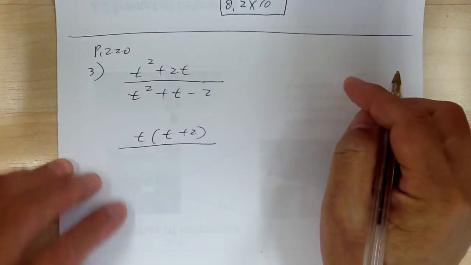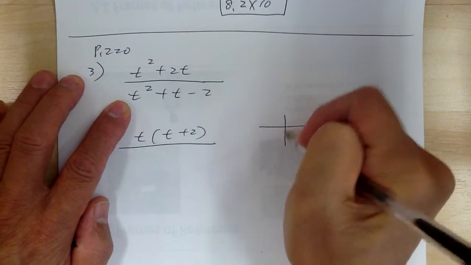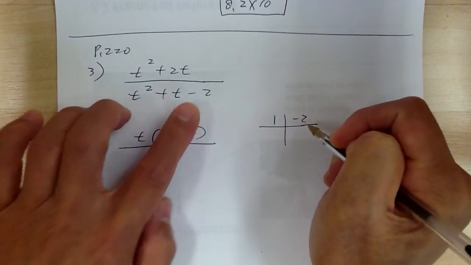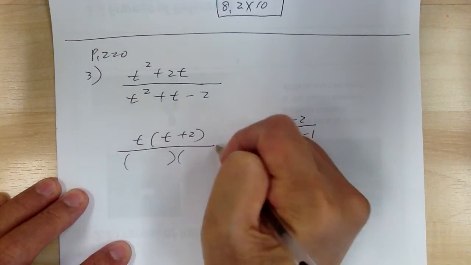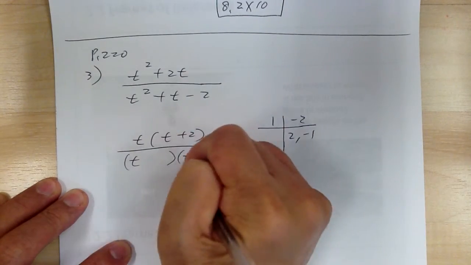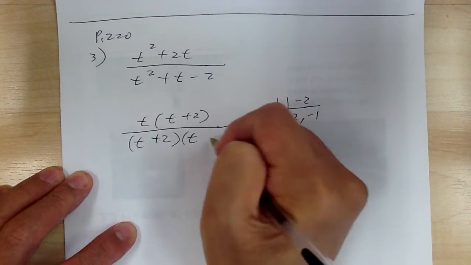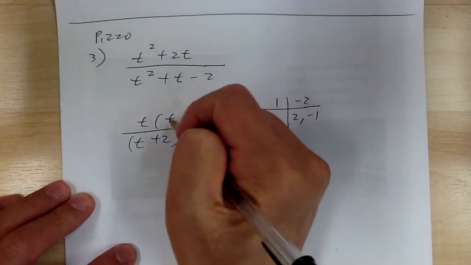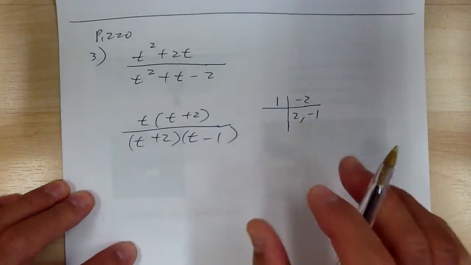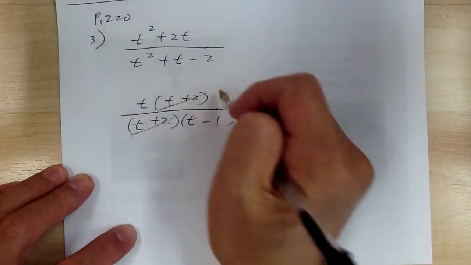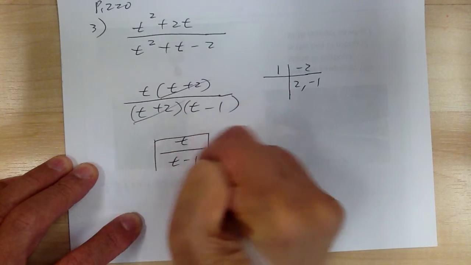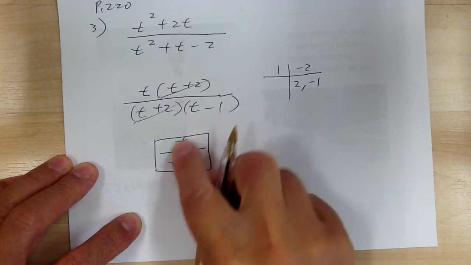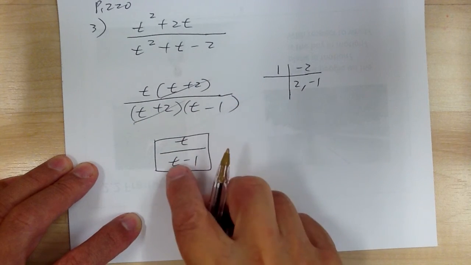On the denominator, you have to use master product, right? So it'd be 1, negative 2. And so you're going to get 2, negative 1. So you're going to get plus 2 minus 1. And so now after you factor, then you can cancel the parentheses. So this cancels out. So the answer would be t over t minus 1. Again, do not cancel out the t. Do not cancel out the t because this is a term.